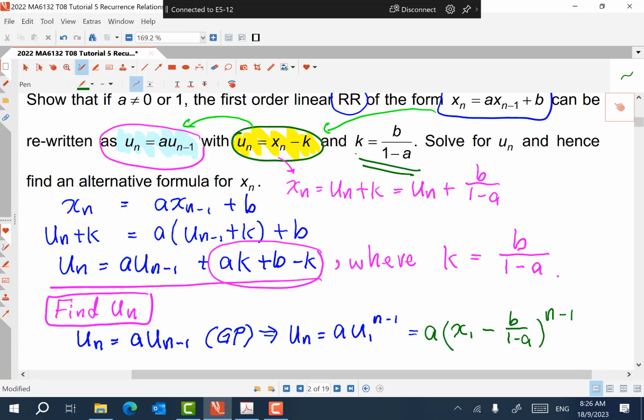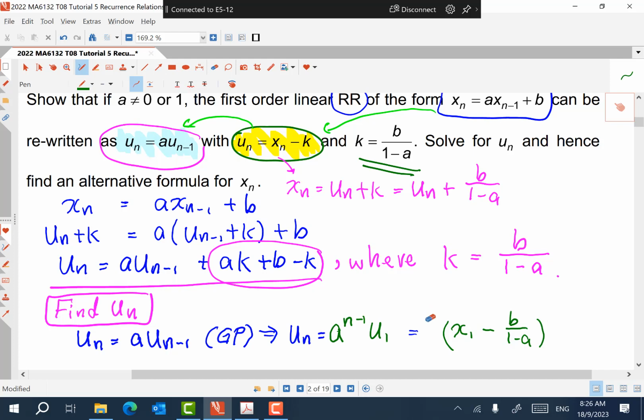I have made a mistake, right? Okay, thank you for pointing out. No, I have made a mistake. Right, thank you. It should be a to the power n minus 1 u1.